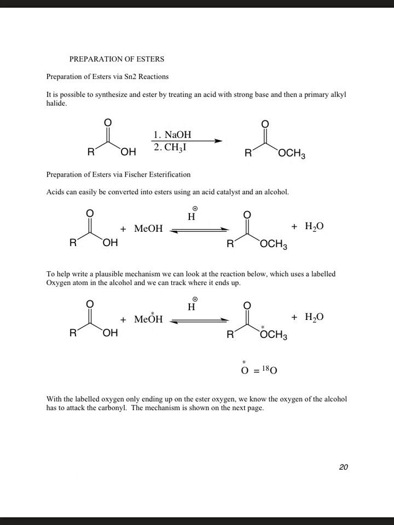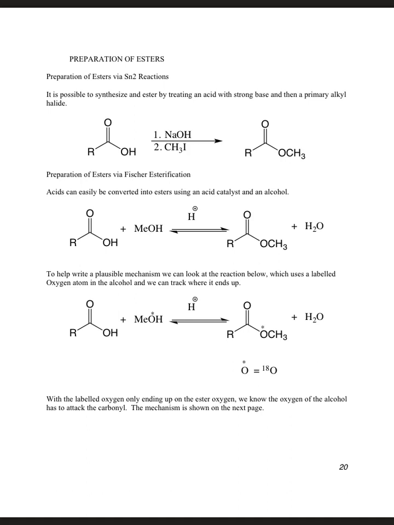So how can we prepare an ester? Well, one way, it's not a very good way, is we can add a strong base to the carboxylic acid and then add a methyl iodide and do an SN2 on that alkyl group. Methyl iodide is something you have to be very careful of when you're working with because it's a strong alkylating agent. So if you spill it, get it on you, you're going to alkylate yourself. You don't want to do that, so be very careful with it.